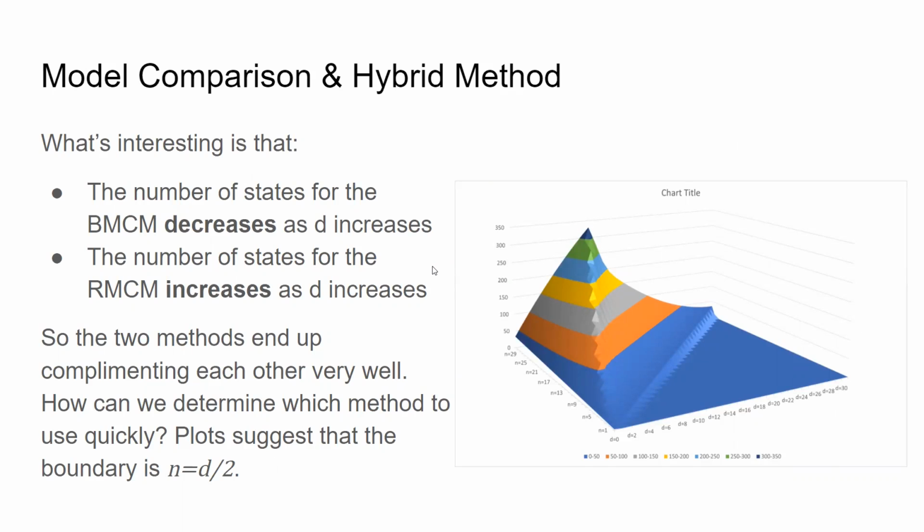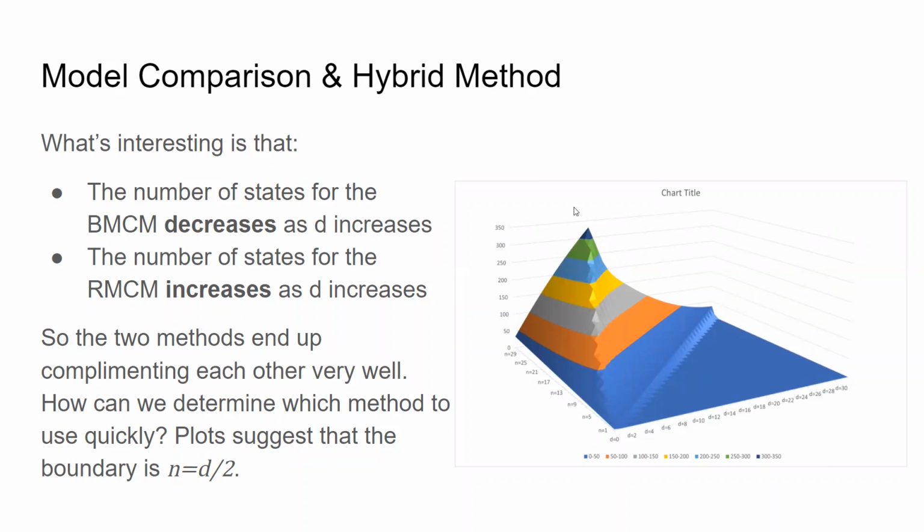But even though I wanted to design RMCM to be better than BMCM, it turns out it's better to think of them as complements, because while the number of states for the BMCM decreases as D increases, the number of states for the RMCM increases as D increases. So the 2 methods actually end up complementing each other pretty well.